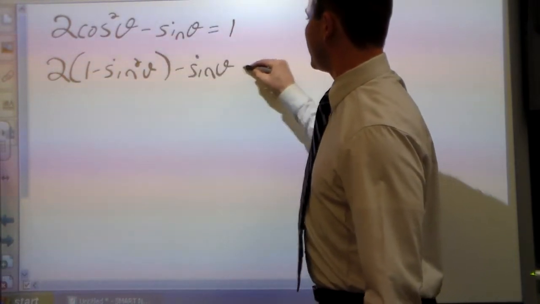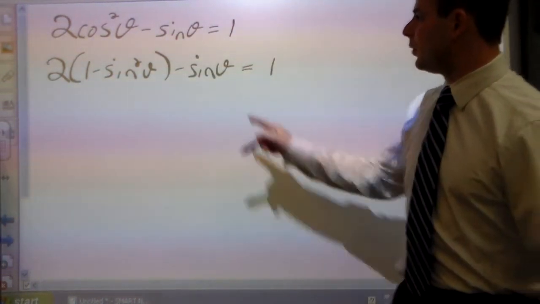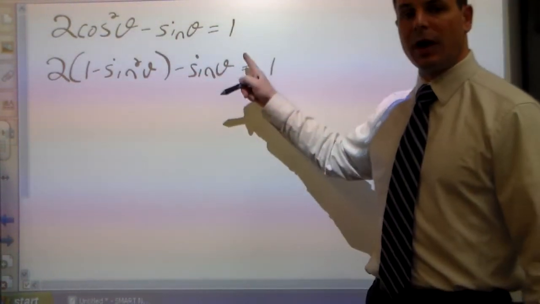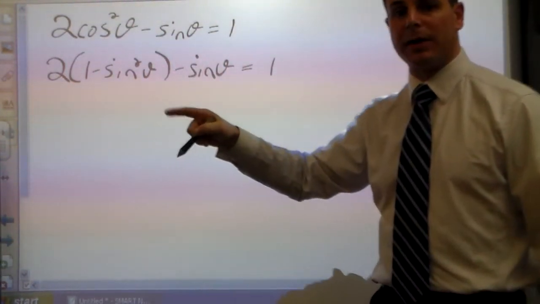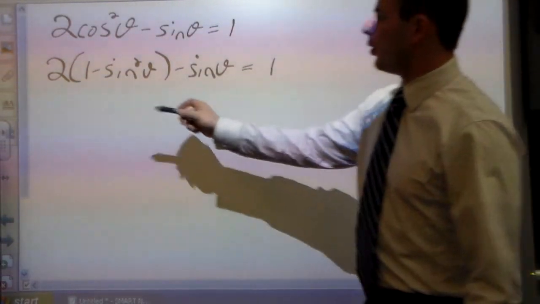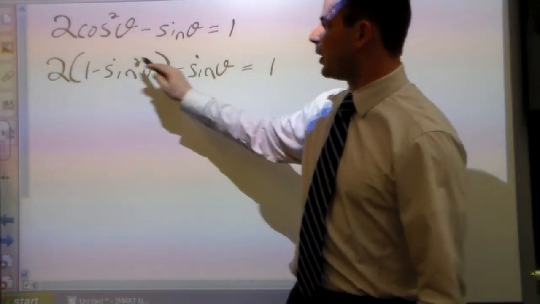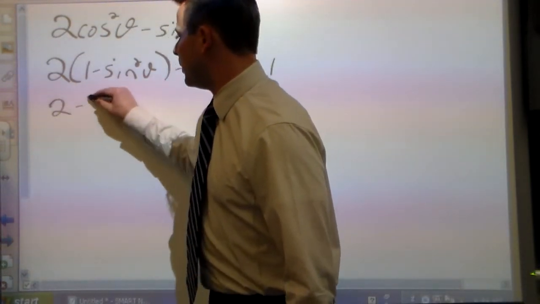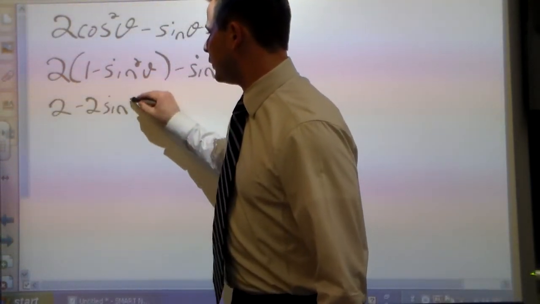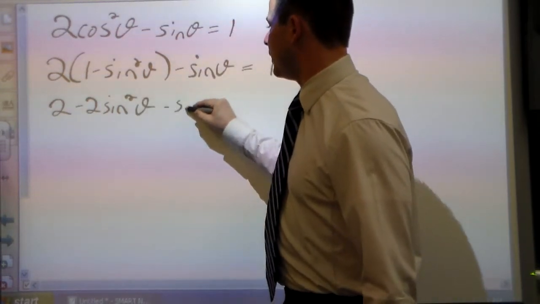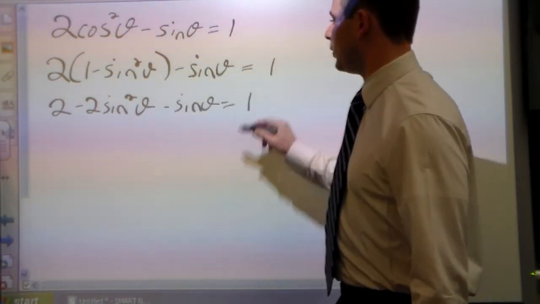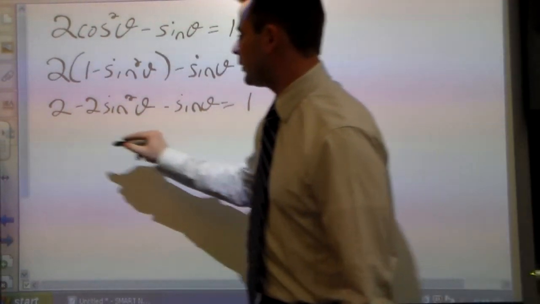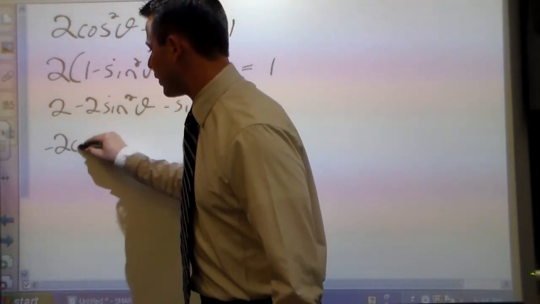The reason I knew to substitute for a sine function was the first degree. My first degree term was sine, therefore I want everything to be sine. Another important thing, make sure you're using parentheses to plug in so it reminds you to distribute the 2. So let's distribute the 2 here. We get 2 minus 2 sine squared theta minus sine theta equals 1. And now we'll get it into standard form. Let's subtract 1 from both sides and put it in descending order.